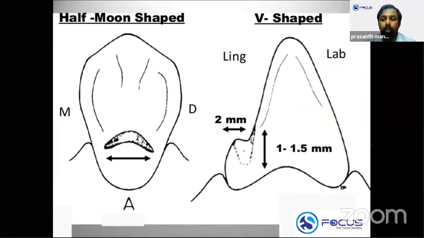Now coming to canine or the lingual rest. See, usually the lingual rests are placed over the incisors and the canines. Most commonly they are used on canines. It will be half moon shaped when viewed from the lingual aspect, and it will be V shaped when it is viewed from the mesial or distal aspect. That means in the profile view it will be V shaped, whereas in the facial or lingual view it will be half moon shaped or crescent shaped.